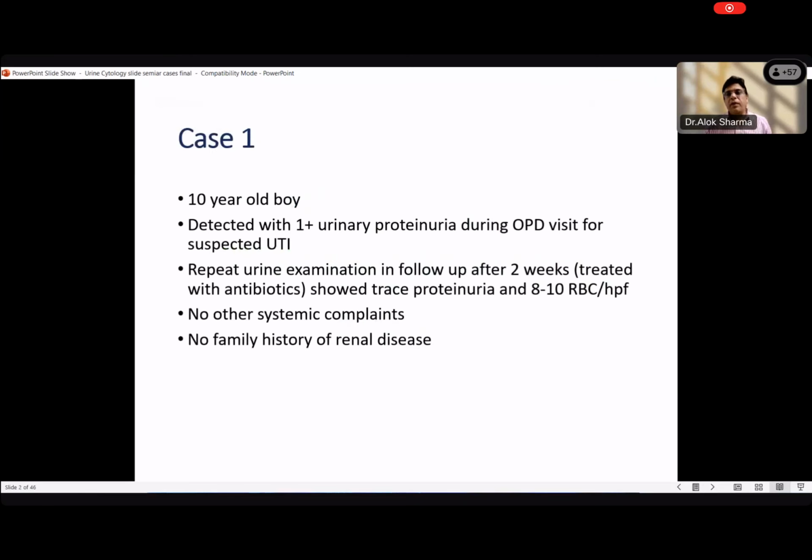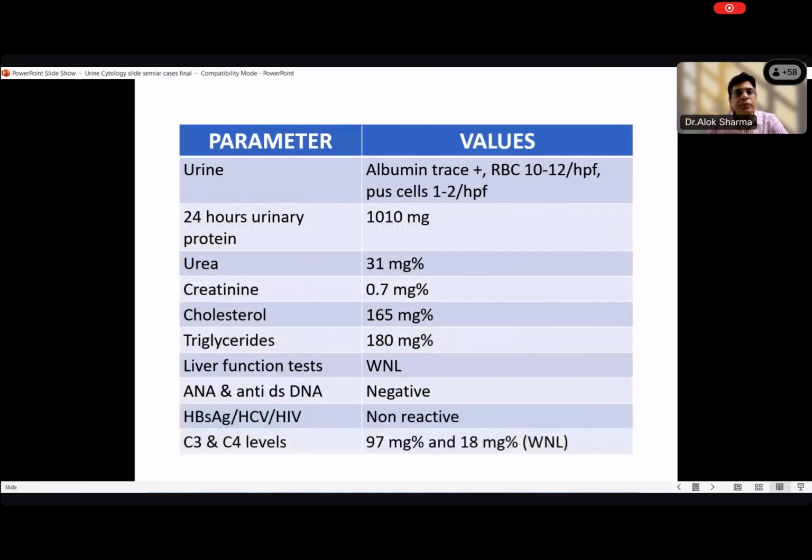So this was case 1. It was shared with students earlier. Once I'm through with the case, and when I want the diagnosis, I'll ask you guys. It was a 10-year-old boy who had 1 plus urine protein, detected during an OPD visit for a suspected UTI. On repeat examination after 2 weeks of follow-up, there was trace proteinuria and persistence of hematuria. He didn't have any other complaints, and there was no family history of renal disease. Hematuria and trace proteinuria were the urinary findings for this child.